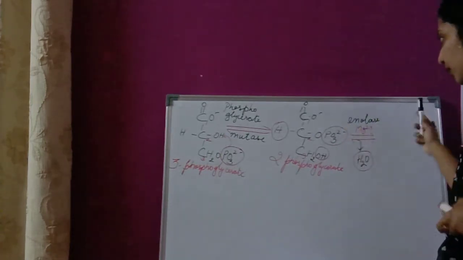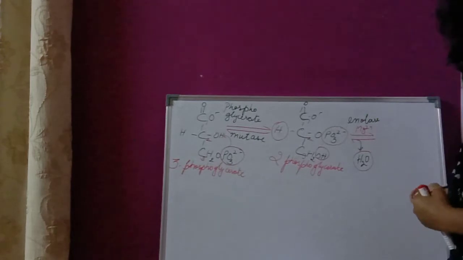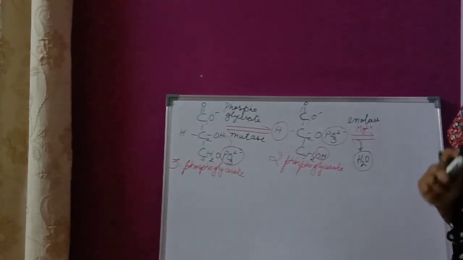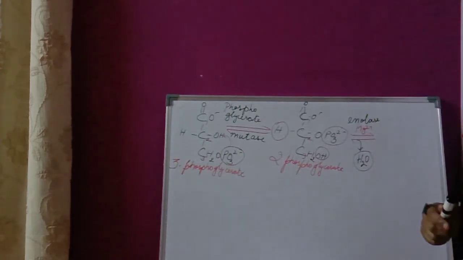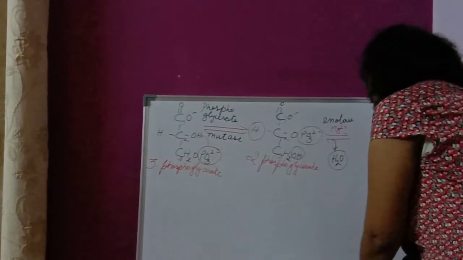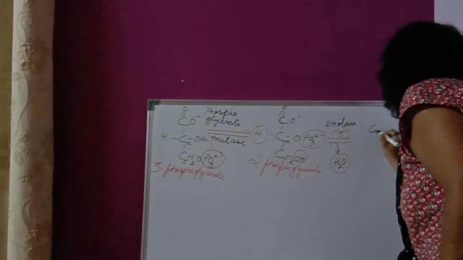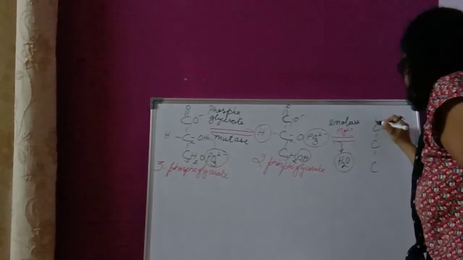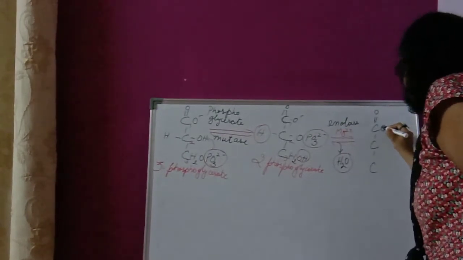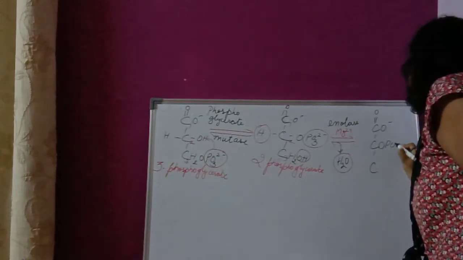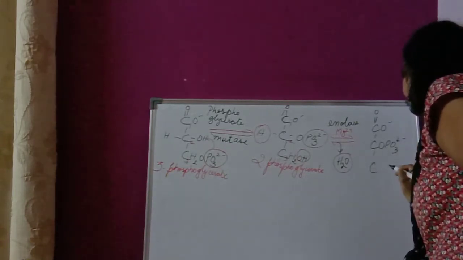So rest of the compound is same. So this compound's name is phosphoenol pyruvate. This is a very high energy intermediate formed in glycolysis process. So the resulting compound is phosphoenol pyruvate. 3 carbon. The rest of the thing you have to write as such. Water is removed. O, PO3, 2 minus.